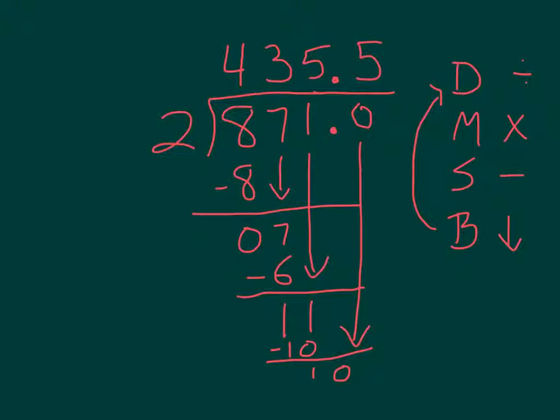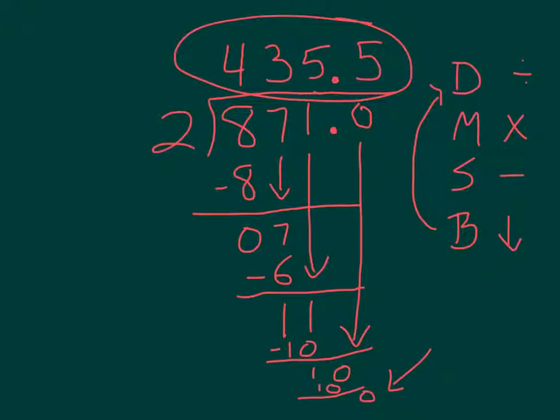Okay, so now 5 times 2, I multiply, and that gives me 10. And now I subtract. Okay, and that's 10 minus 10 gives me 0. And now there's nothing more to bring down, and I got it to a 0 here. Once I get it to a 0, I've got my decimal. So there, 435 and 5/10 is my answer.